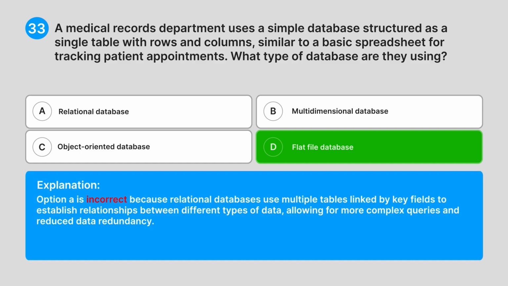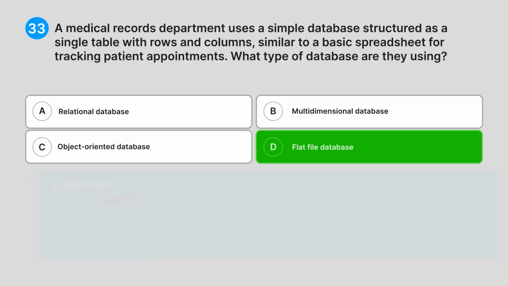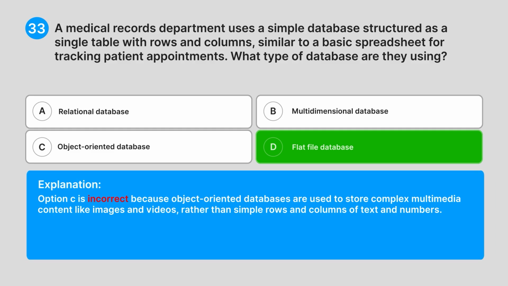Option A is incorrect because relational databases use multiple tables linked by key fields to establish relationships between different types of data, allowing for more complex queries and reduced data redundancy. Option B is incorrect because multidimensional databases are designed for complex analysis and enable quick processing from multiple perspectives, which is more advanced than a simple single-table structure. Option C is incorrect because object-oriented databases are used to store complex multimedia content, like images and videos, rather than simple rows and columns of text and numbers.